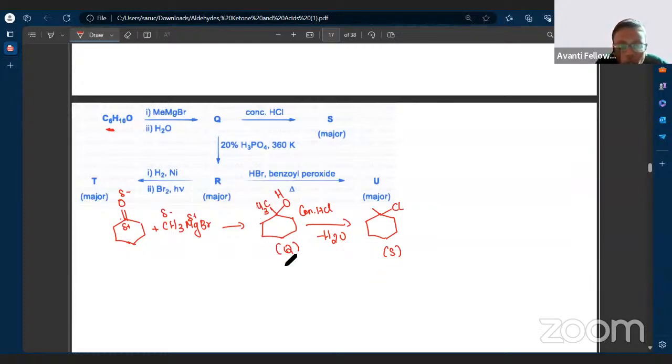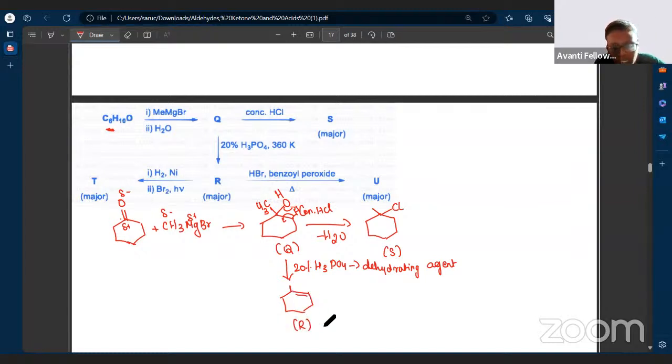Now Q on reaction with 20% H3PO4. H3PO4 is a good dehydrating agent. So the water molecule will be removed. Alpha-beta elimination will happen. So H2O will be removed, and you'll be getting a double bond. And here it is CH3, which is your R.